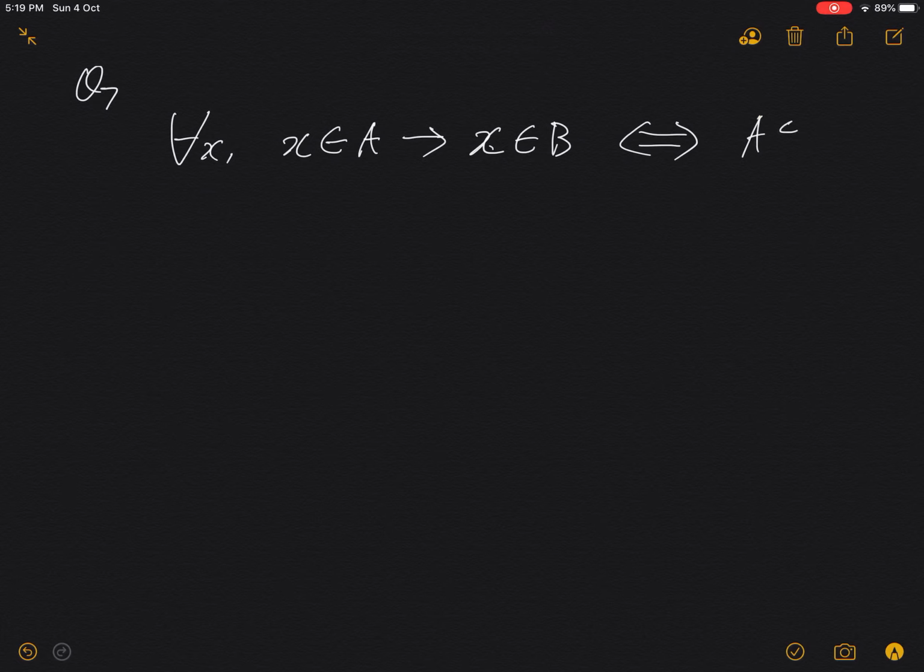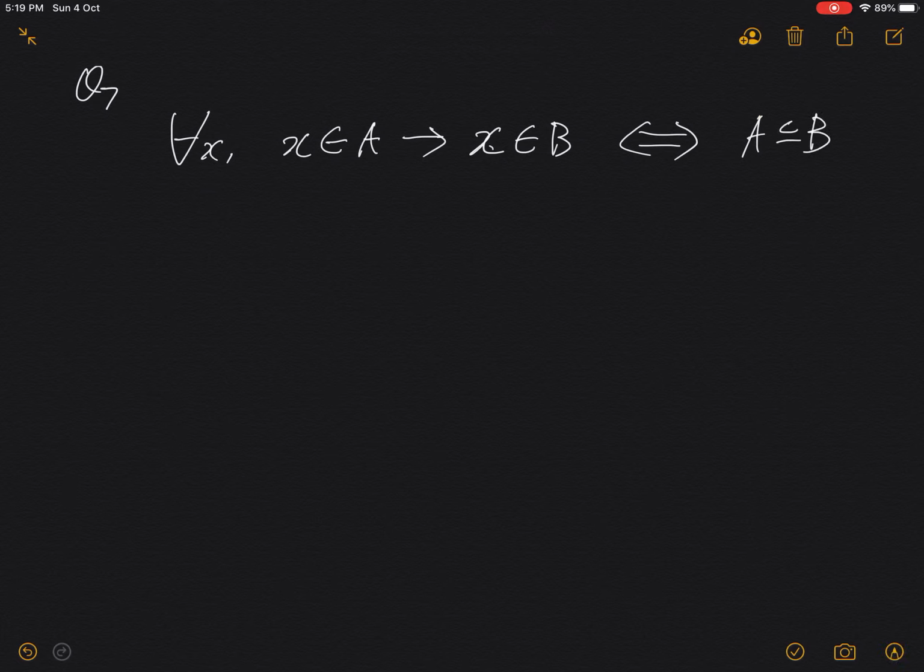For question 7, we need to show the empty set is a subset of any set. For this kind of question, it's something like a definition, right? So we may use the definition to prove this. We need to recall the definition of a subset: for all x, if x is in A, implies x is also in B. That's the definition of A is a subset of B.